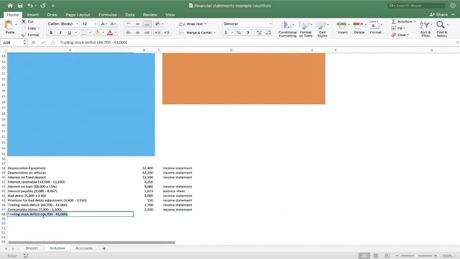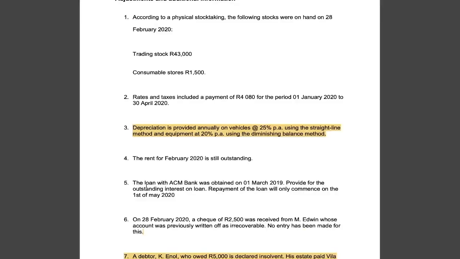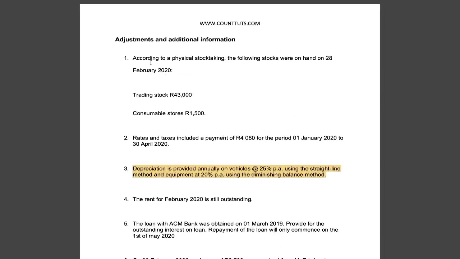So our trading stock, which will go into the current assets section of the balance sheet, will be the 43,000 Rand worth of inventory or trading stock plus the consumable stores which have remained. You'll see in our additional information how I got that. When we are told that, according to a physical stock taking, the following stocks were on hand on 28 February 2020, we will add the two together and put them as trading stock. Others may prefer to put them separately, trading stock alone and consumable stores on hand alone in the current asset section.